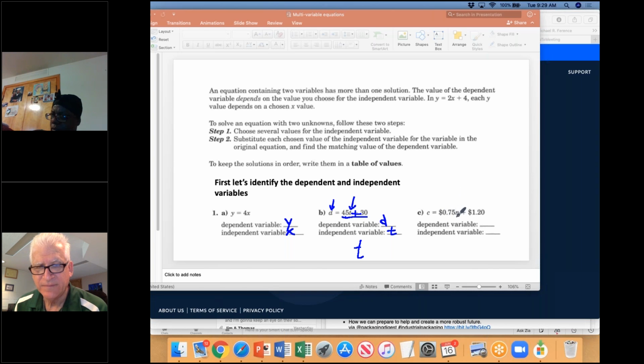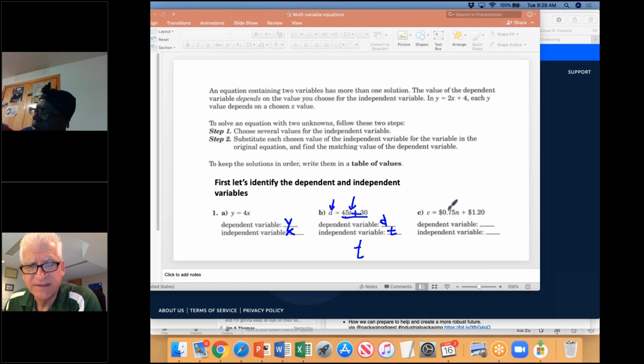And then the other one is C equals, it's a dollar sign, so dollar sign 0.75n plus dollar sign 1.20. So all this problem is asking us to do is determine which one is the dependent variable and which one is the independent variable.